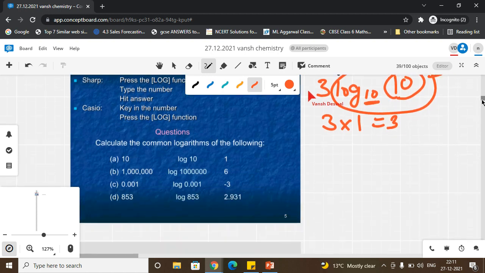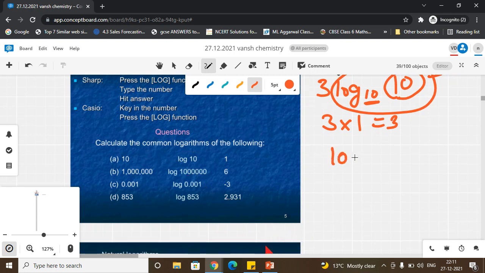I'm giving you one question. Just try this. Suppose I give you log base 10 of this number. Can you tell me what would be its value?